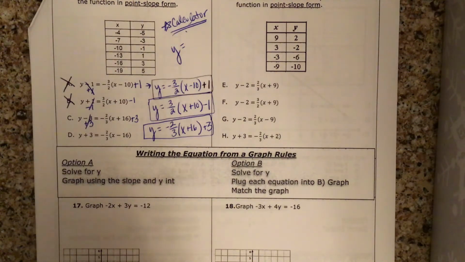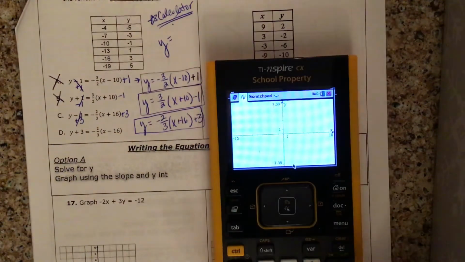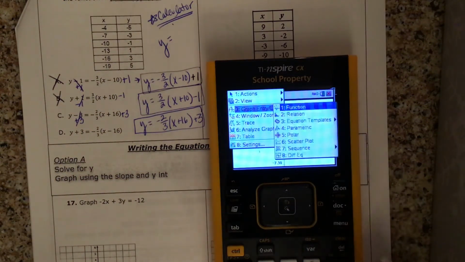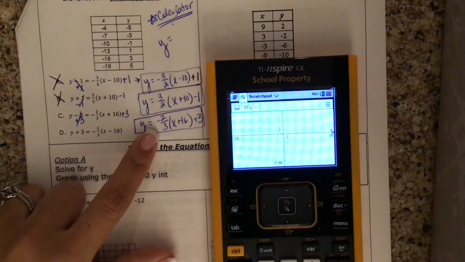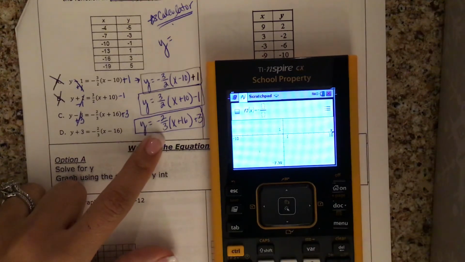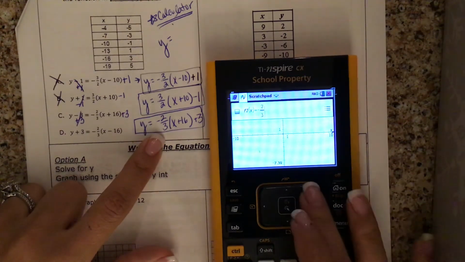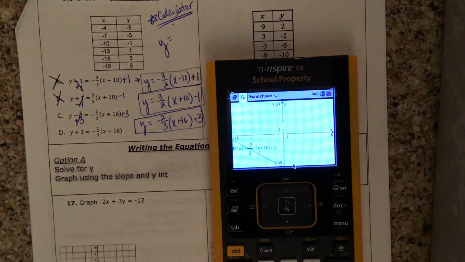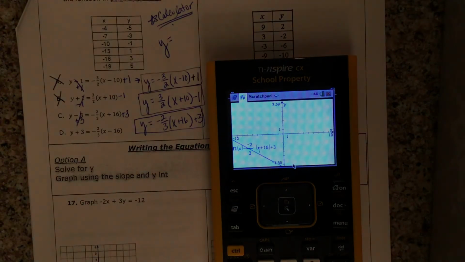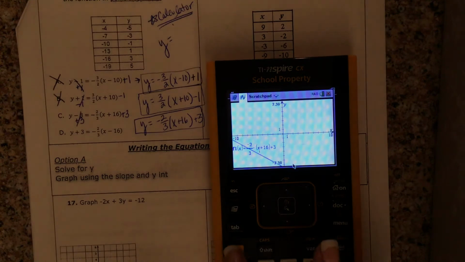Okay, so I'm going to clear it. Menu, I need to graph my function. So in this one here we go, negative, control divide, 2 over 3, open parentheses, x plus 16, close parentheses, plus 3. I know this one is tedious. We're almost done with this one here. Follow along with the calculator. This is probably one of the hardest questions on the whole test. Okay, control T.